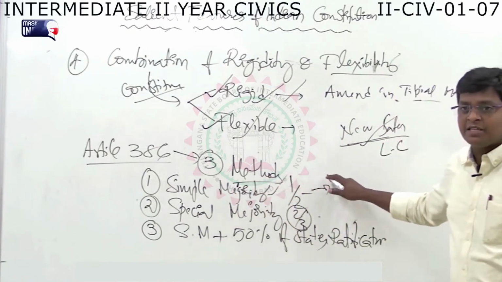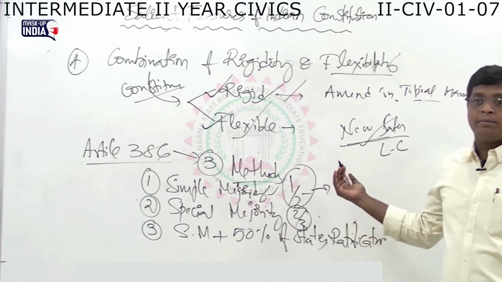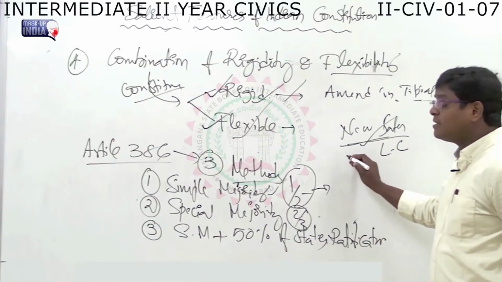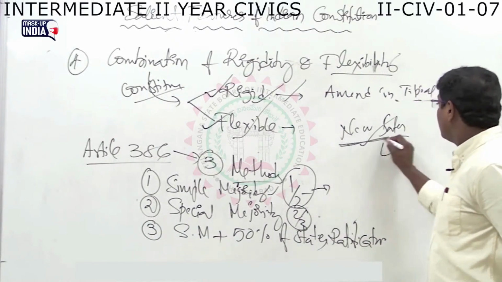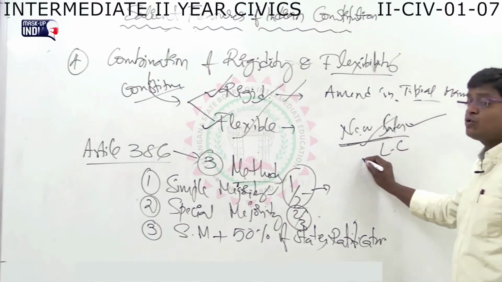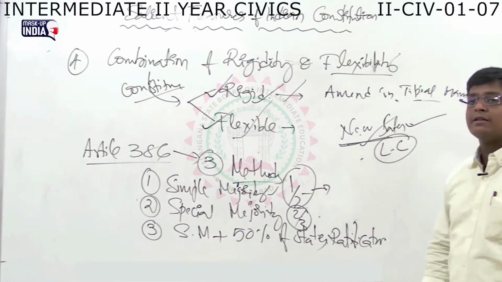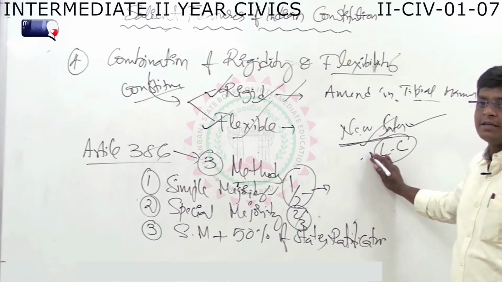Simple majority is the majority which requires 1/2 majority in the houses separately. That means both the houses separately. Such examples are the creation of new states, the abolition and formation of legislative councils, and the alteration of the boundaries of the states.